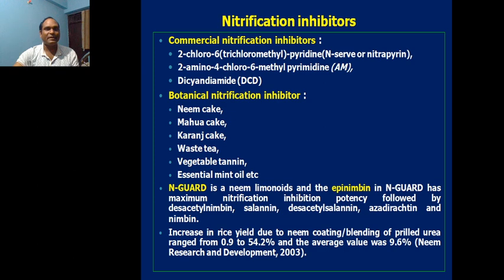Several commercial nitrification inhibitors are 2-chloro-6-trichloromethylpyridine, whose brand name is N-Serve or nitrapyrin, 2-amino-4-chloro-6-methylpyrimidine AM, dicyandiamide, and several botanical nitrification inhibitors are also there: neem cake, mohua cake, karanj cake, and tea waste. This is also experimentally proven that several products, in guard, which have several organic compounds within this can significantly increase the nitrogen use efficiency as well as grain yield.